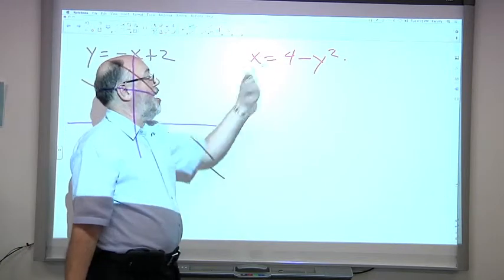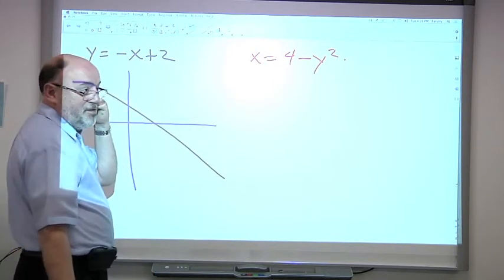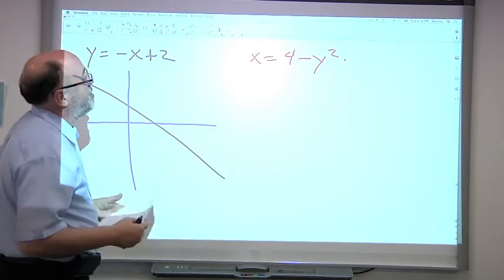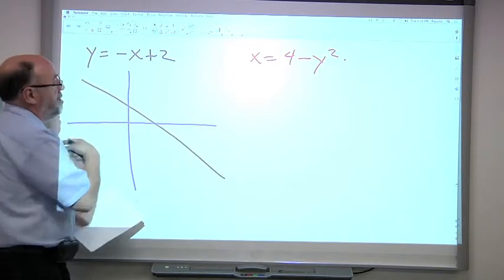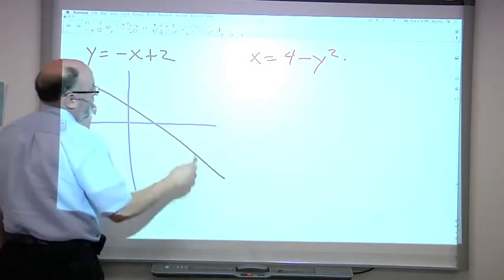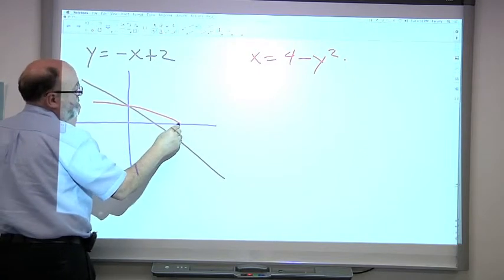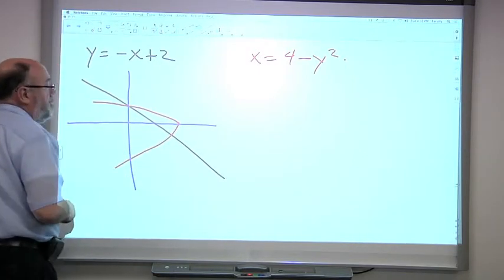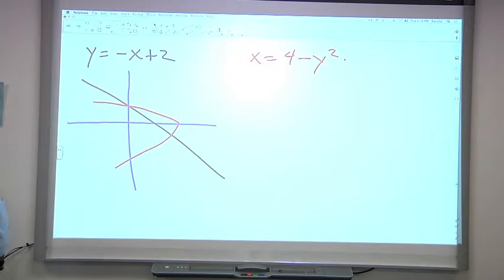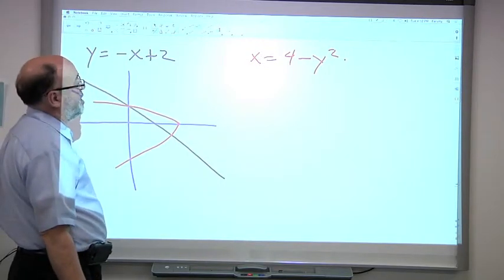This is a quadratic, right? But it's a quadratic that opens to the left or right. Okay? In this case, it's going to open to the left. And this quadratic is going to look something like that. Right? So we get my two curves. Now again, we need to know, well, where are they going to be intersecting, right?